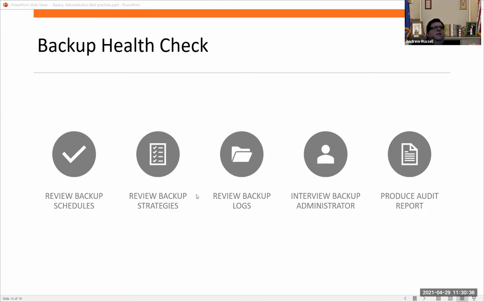We are offering this as a yearly freebie to our core system administration clients, where we're happy to produce this report for you. Effectively, what we're going to do in these backup health checks is review backup schedules, backup strategies, and backup logs, interview your backup administrator, and then produce an audit report. From that audit report, we'll be able to tell you when the last time a backup was tested. We'll be able to tell you how your backups look. We'll be able to tell you if you're following best practices and anything that we've covered today, and really just give you an overall health of your environment.